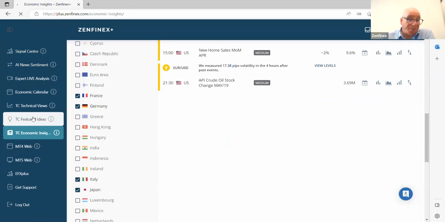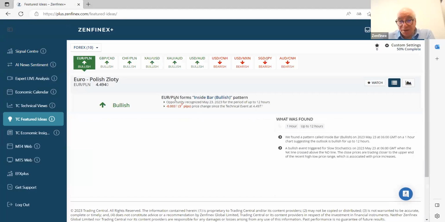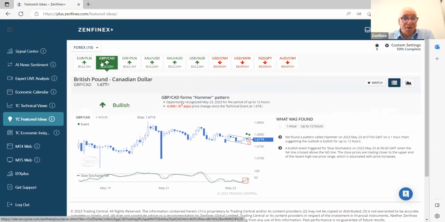The other tool, and you can look at my previous webinars, I go into a lot more detail in terms of what they mean, but they effectively provide trading ideas, featured ideas. So let's look for something that's more conventional. Let's look at the British pound against the CAD. This was spotted, it's the 23rd today, so it's spotted on May 23rd for a period of up to 12 hours.